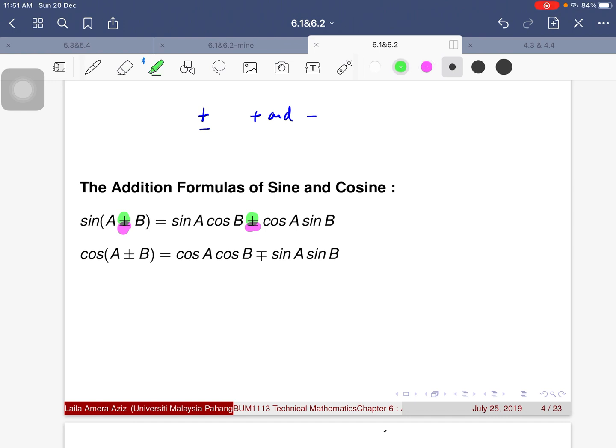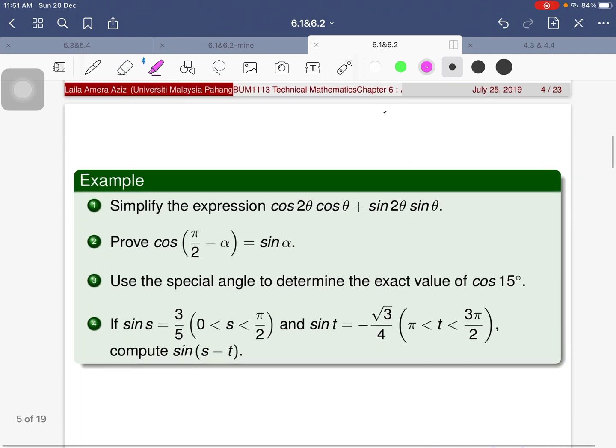But for the formula of cos, it's going to be the other way around. So when I have cos of A plus B, that will be cos A cos B minus sine A sine B. And when I have cos A minus B, that is going to be cos A cos B plus sine A sine B. Okay, so top is going to be paired up with top on the other side. Bottom is going to be paired up with the bottom.